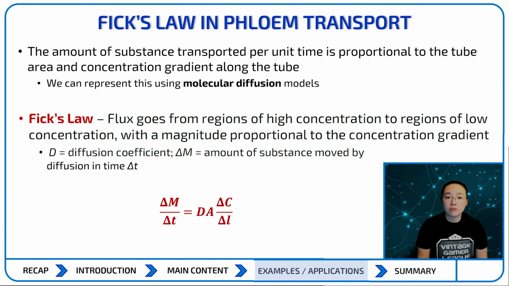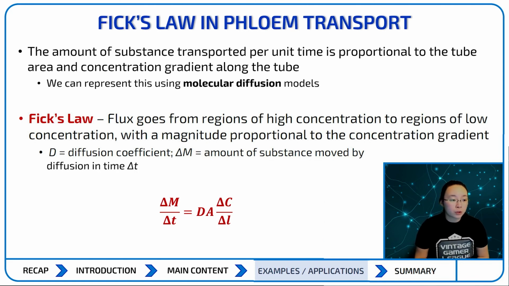Fick's law has everything to do with flux, and flux is basically a rate of flow of something. So the flux, or the rate of flow, is going to go from regions of high concentration to regions of low concentration, just as usual, and is going to be with a magnitude proportional to the concentration gradient. So the greater your concentration gradient, the faster that flow is going to be.